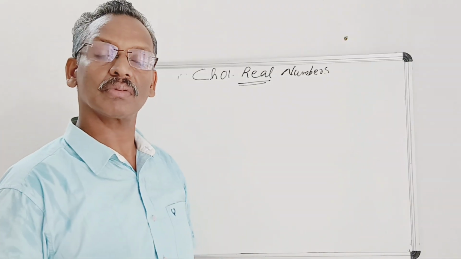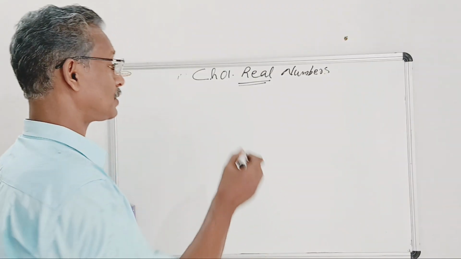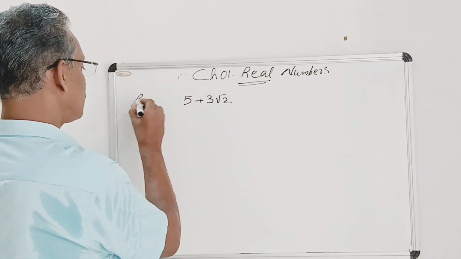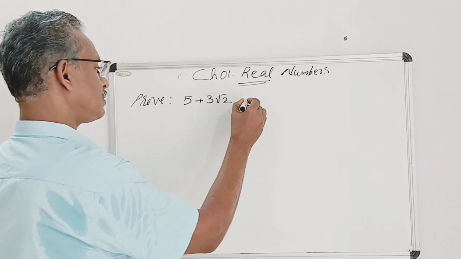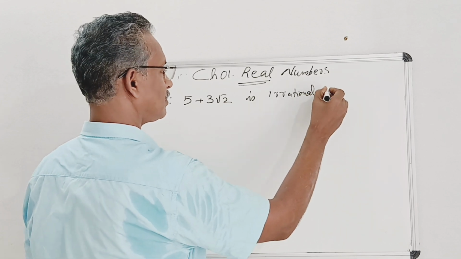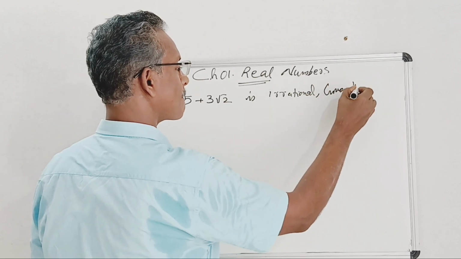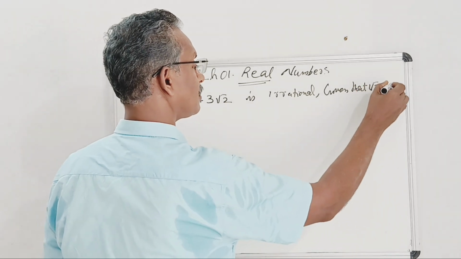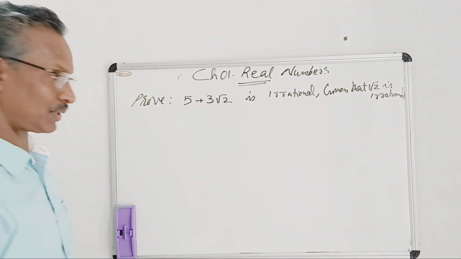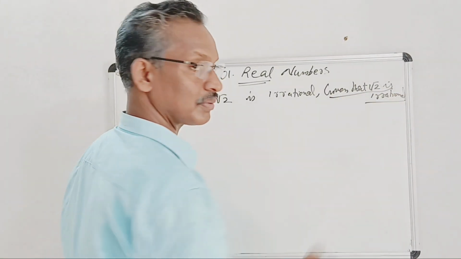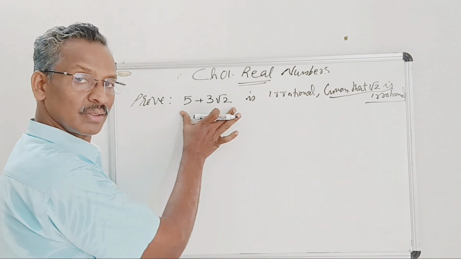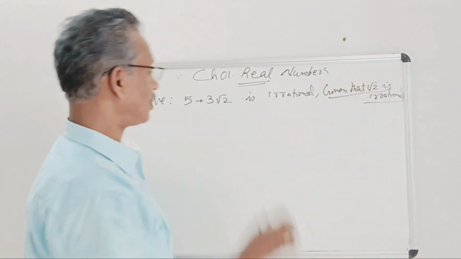Okay, the next irrational proof is mixed. For example, prove that 5 plus 3 root 2 is irrational. But in the board exam, it will be given along with that, given that root 2 is irrational. This will be given in the question. In your textbook it is not given, but in the board exam question it will be given. If this is mixed, prove that it is irrational, given that the root part is irrational.